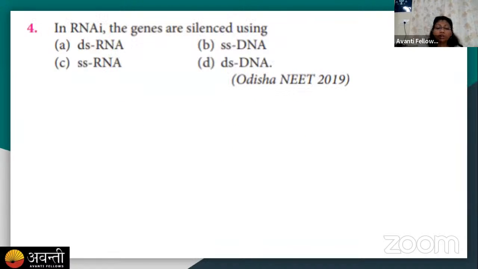Okay. So the next question, the fourth, is: in RNAi, the genes are silenced using. RNAi is the RNA interference technique. In the RNA interference technique, the genes are silenced using double-stranded RNA, single-stranded DNA, single-stranded RNA, or double-stranded DNA. You have to give your answer through this poll.